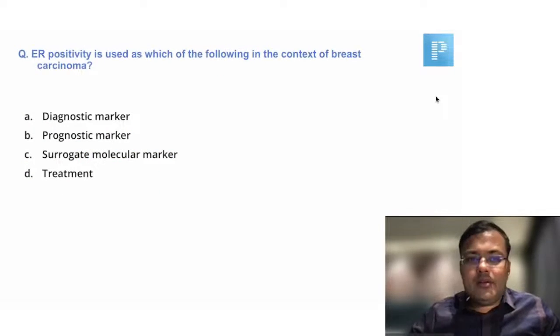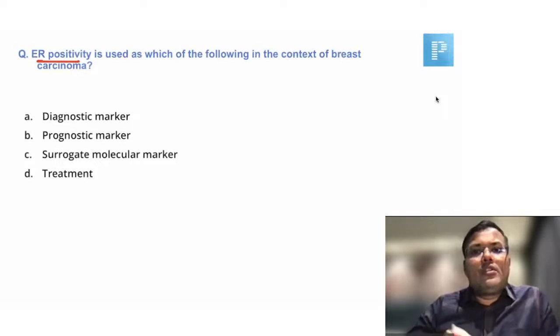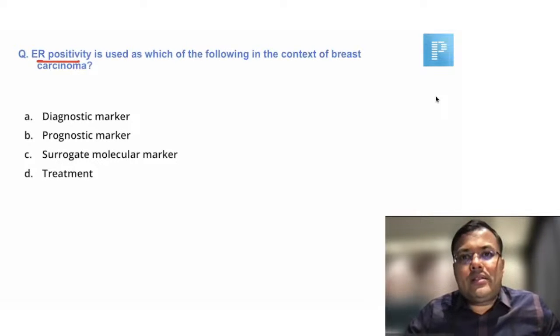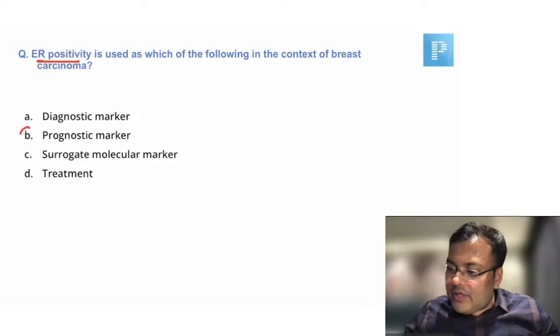Clear? Next question. ER positivity. Estrogen receptor positivity is used as which of the following in the context of breast cancer? You know that it's a prognostic factor. ER-PR positivity is a prognostic factor. It is suggestive of good prognosis, and if it is negative, it is suggestive of bad prognosis, which is a prognostic marker.